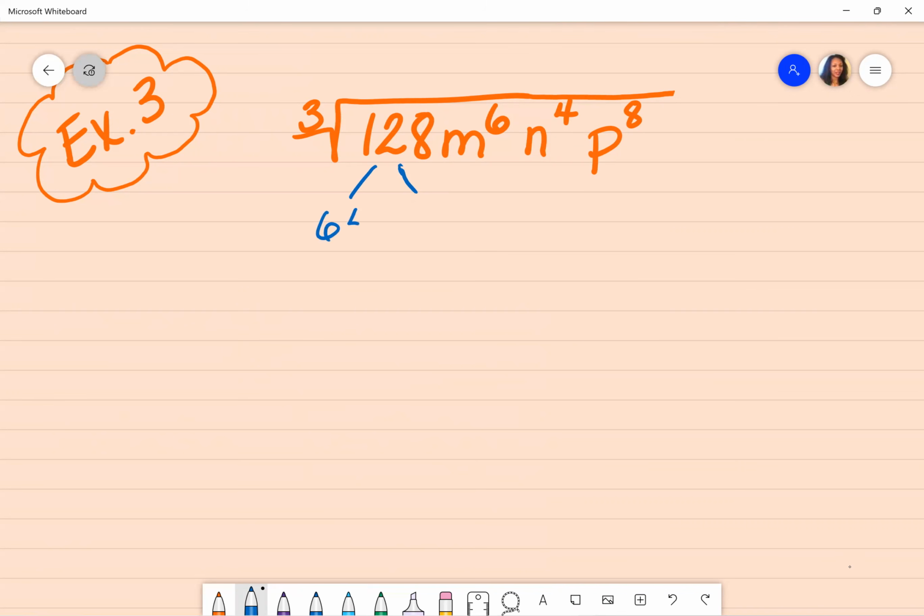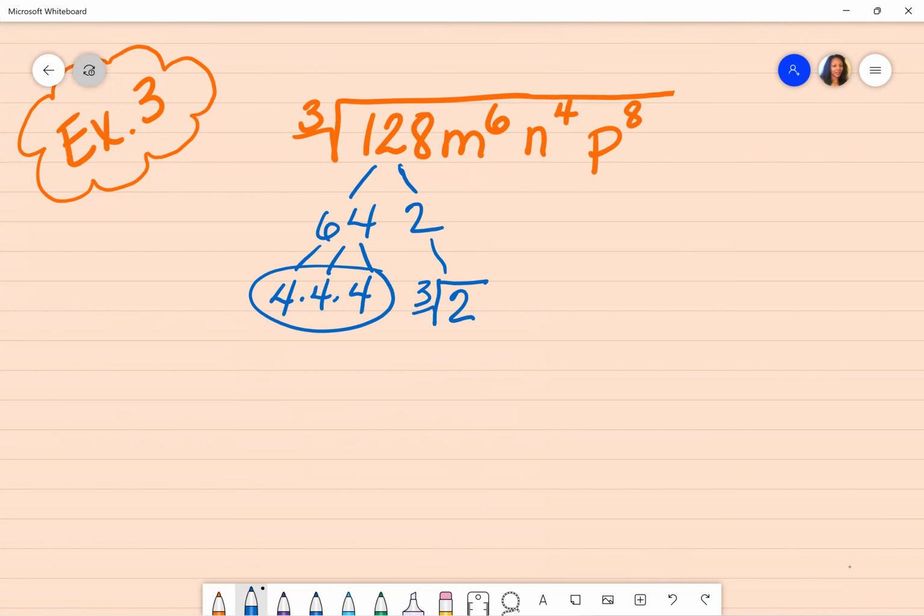So 64 times 2, let me just make sure. Yes, that's correct. 64 times 2 gives me 128. And if I further simplify this, again, I'm looking for 3 things this time. So 4 times another 4 will give me 64. And I can't do anything with this 2, so I'm going to have to leave it under the cube root.